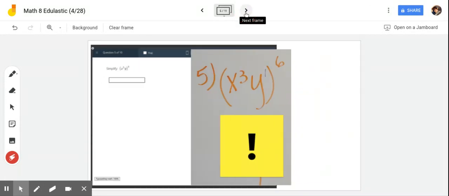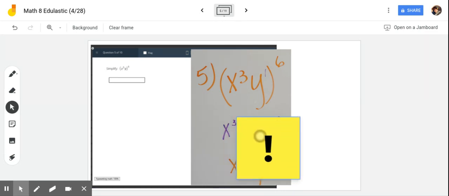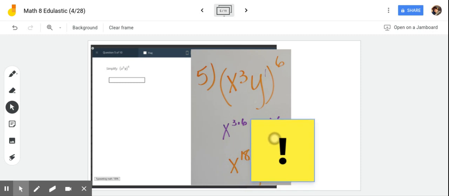All right, question number 5. It says simplify the expression x to the 3rd power y in parentheses raised to the 6th power. Okay, so we have a power to a power. The power to a power rule tells you to keep your base and multiply your exponents. So I've got x to the third raised to the 6th power, and I end up with x to the 18, right?